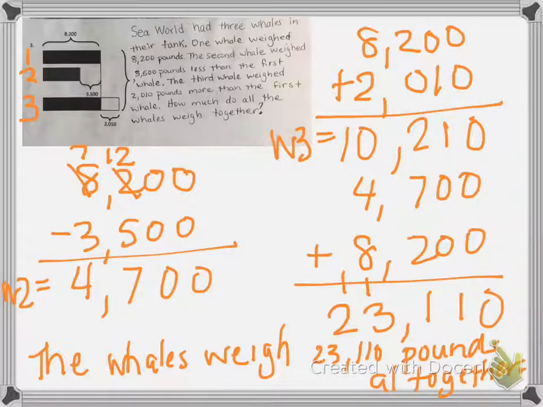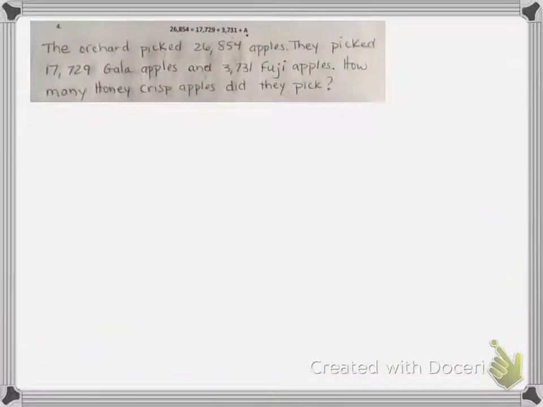Okay, we have one more. Good job. One more about apples. So it just gave us this addition sentence on the top. The orchard picked 26,854 apples altogether. They picked 17,729 Gala apples and 3,731 Fuji apples. How many Honeycrisp apples did they pick?